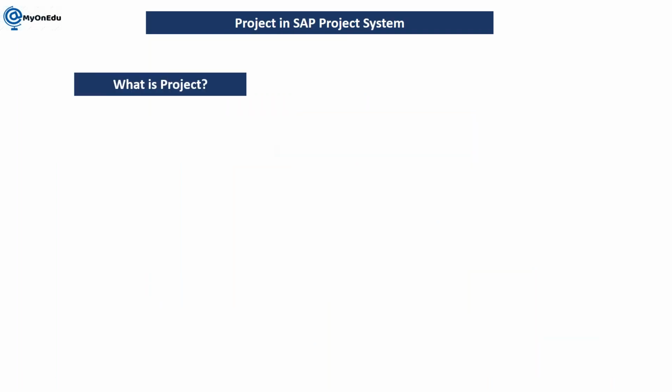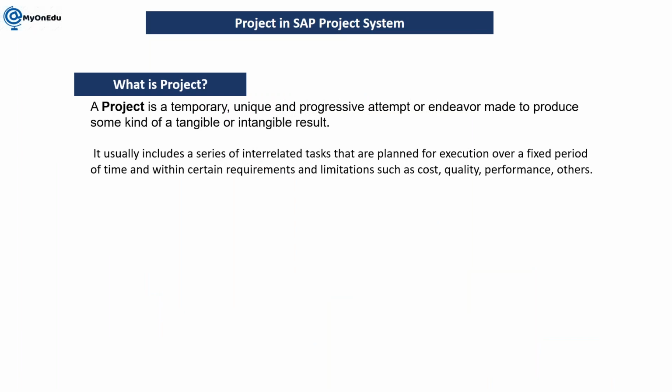So what is a project exactly, as per the project definition? A project is a temporary, unique, and progressive attempt or endeavor made to produce some kind of tangible or intangible result. It will be temporary, with a start date and a finish date. It will be progressive, and we need some cost to execute it. It will have timelines and milestones.